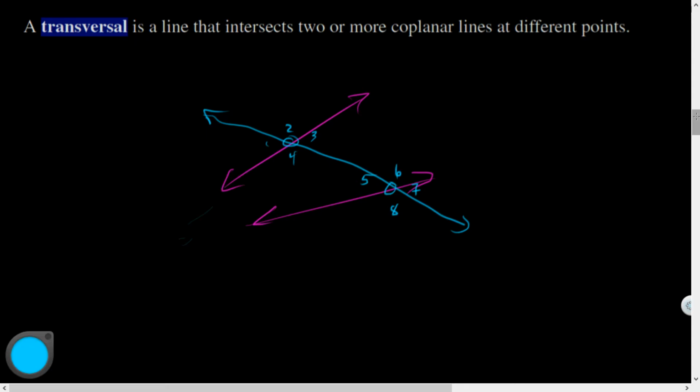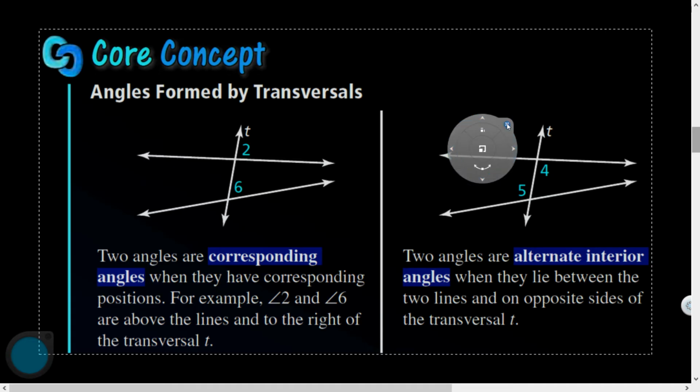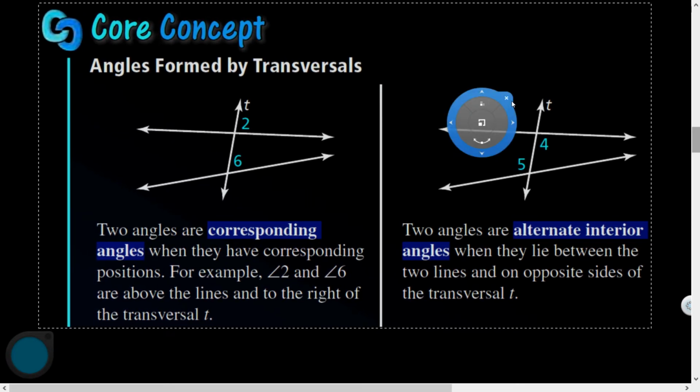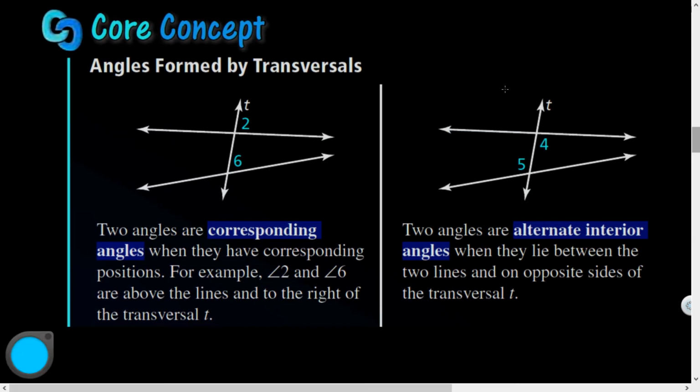Yeah, I drew it all wobbly. Those two purple lines I intentionally didn't draw parallel. But eventually we'll talk about what happens when a transversal intersects parallel lines. We'll have all sorts of things we can say.